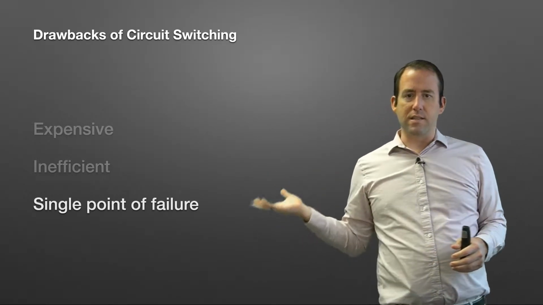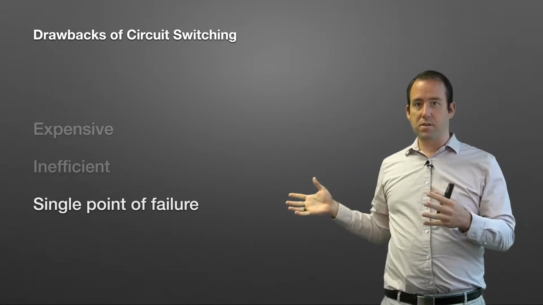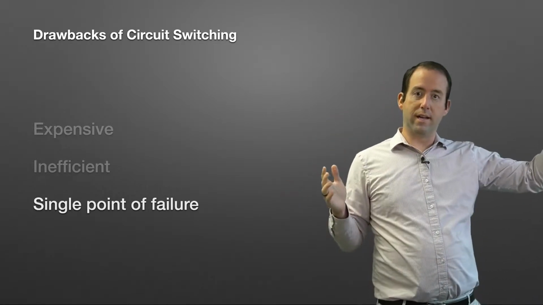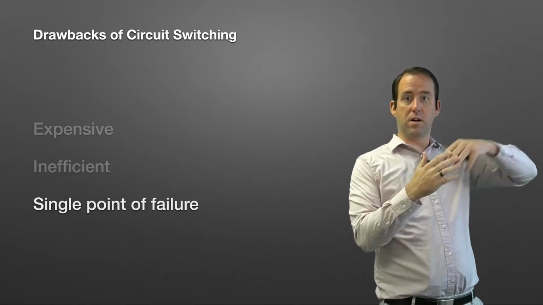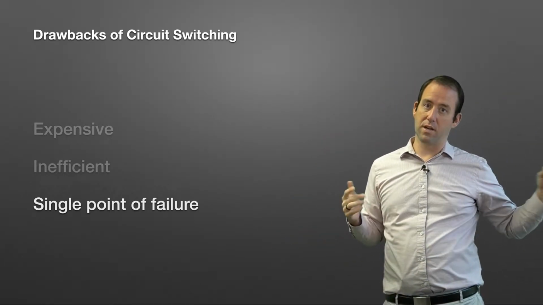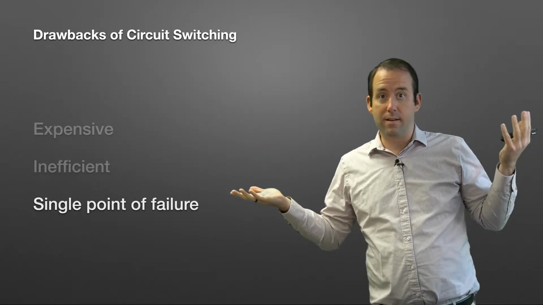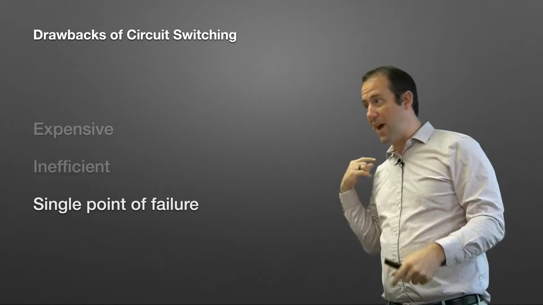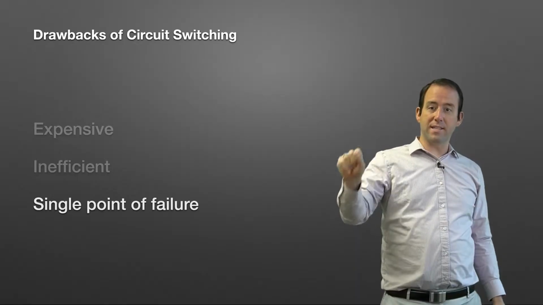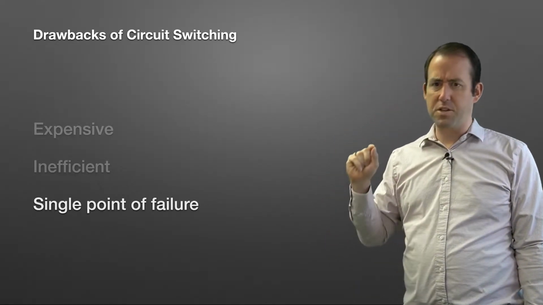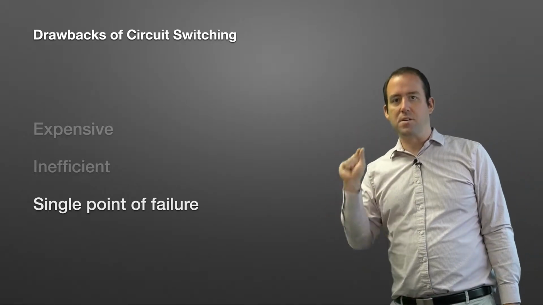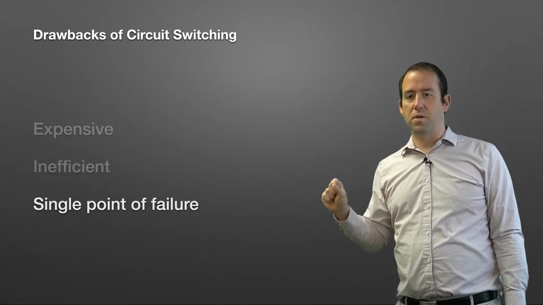And there's also a single point of failure. If you have a circuit between you and some destination, if that circuit gets broken, you can no longer communicate with the destination. That's a problem. We like to be able to communicate. In fact, that single point of failure is one of the reasons that packet switching and ARPANET and the internet and all of these things were created.